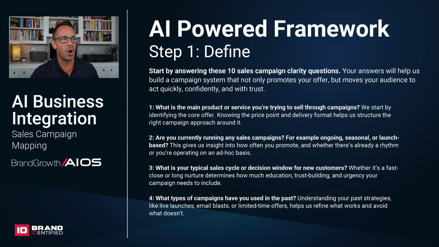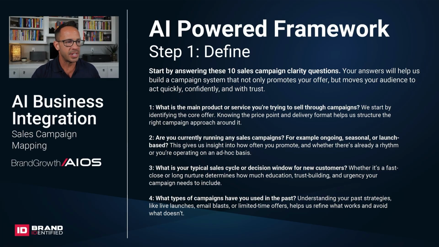Step number 1 of this AI-powered framework is to define. Start by answering these 10 sales campaign clarity questions. Your answers will help us build a campaign system that not only promotes your offer, but moves your audience to act quickly, confidently, and with trust. Question number 1: what is the main product or service that you're trying to sell through your campaigns? We start by identifying the core offer. Knowing the price point and delivery format helps us structure the right campaign approach around it.